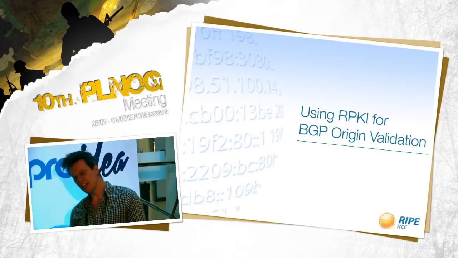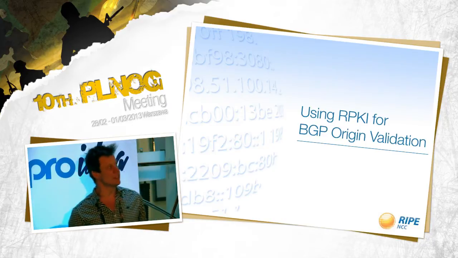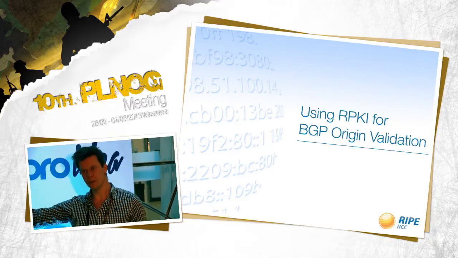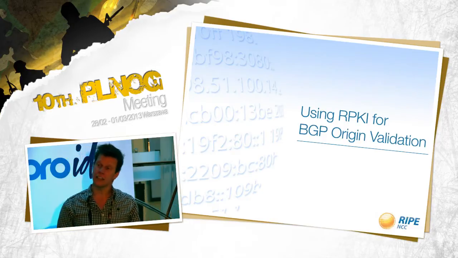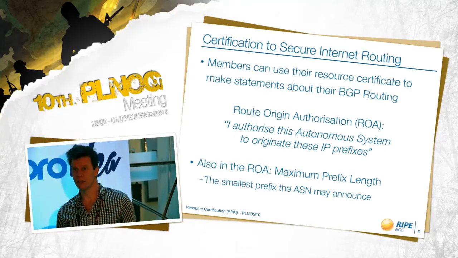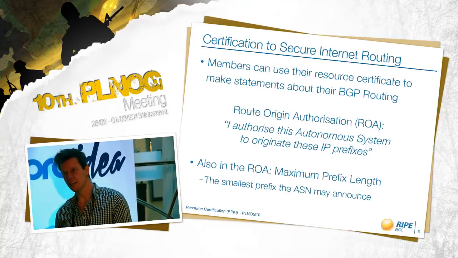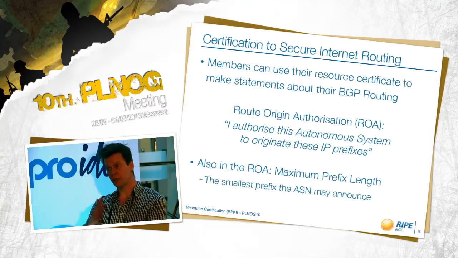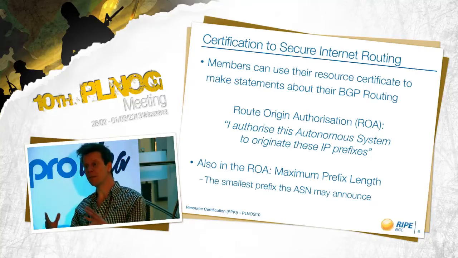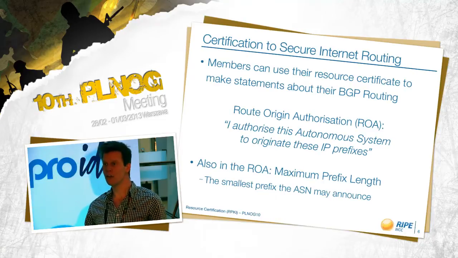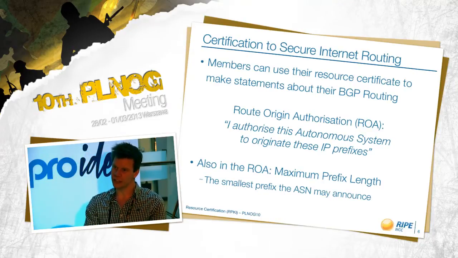So such a statement is called a route origin authorization, where you say, I authorize this autonomous system to originate these prefixes of mine. That's a statement. And then it has one additional informational element which route objects don't have. So that is essentially the only difference, which is the maximum prefix length. So you, as the holder of the prefix, can say, I authorize this autonomous system to originate these prefixes, and it may be deaggregated up to this prefix length. So you have control over the level of deaggregation that an AS can do.